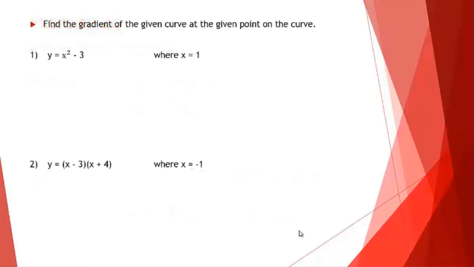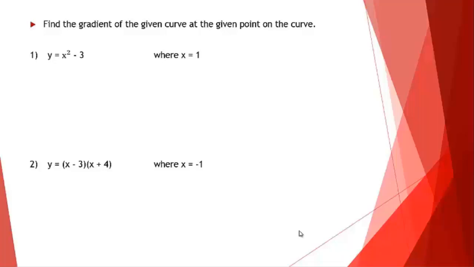Find the gradient of the given curve at the given point on the curve. y equals x squared take away 3, where x equals 1. So the point is where you get x equals 1. And the second question is y equals x take away 3 times x plus 4. So the point where we need to find the gradient is at x equals negative 1.